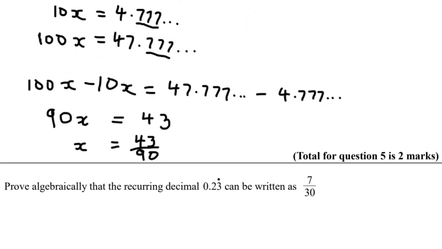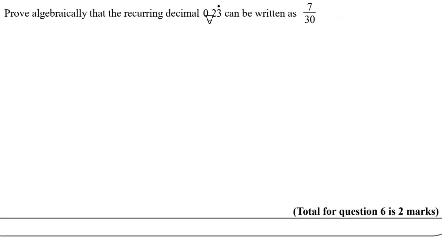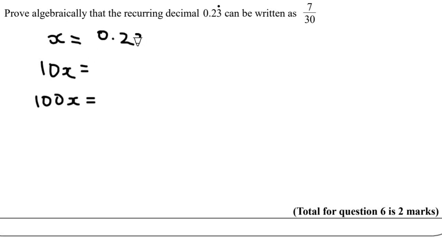Let's move on to another example. So this one's similar. We'll start off with x and 10x and 100x. x is 0.23 recurring. 10x is 2.3 recurring, while 100x is going to be 23.3 recurring.